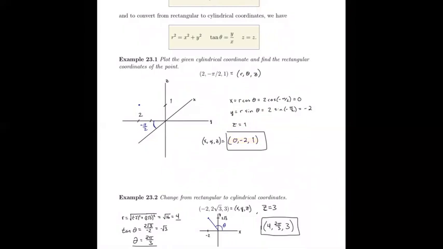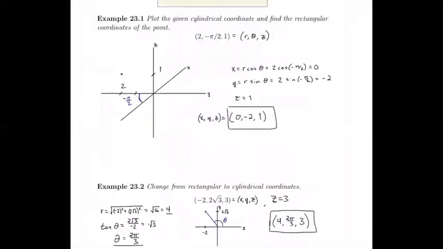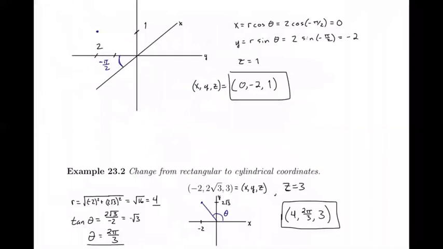Okay, going the other direction. This is where we want to be a bit more careful about which quadrant we're in and how to pick our angle theta. So we're given the rectangular point, negative 2, 2 root 3, 3 as x, y, z respectively.